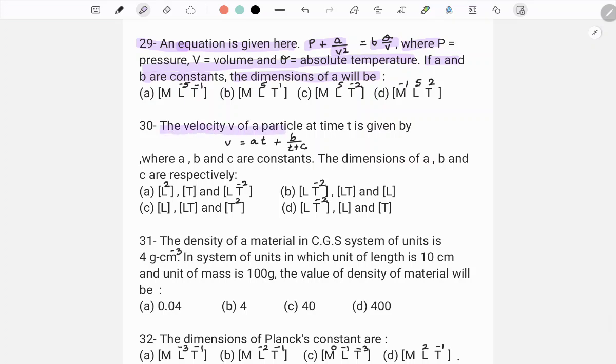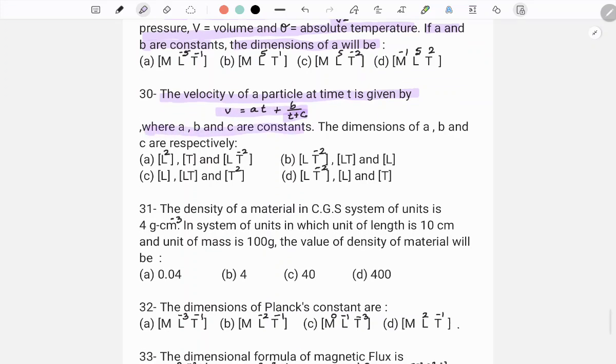30th. The velocity V of particle at time t is given by V is A t plus B upon t plus C, where A, B, C are constants. The dimensions of A, B and C are respectively.